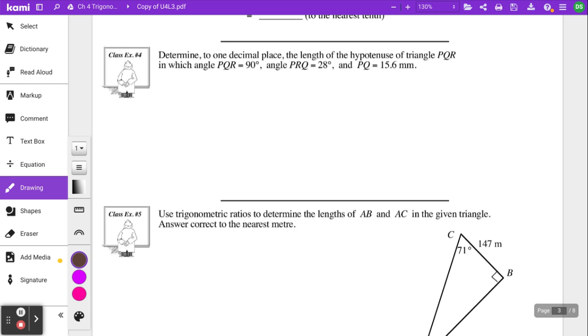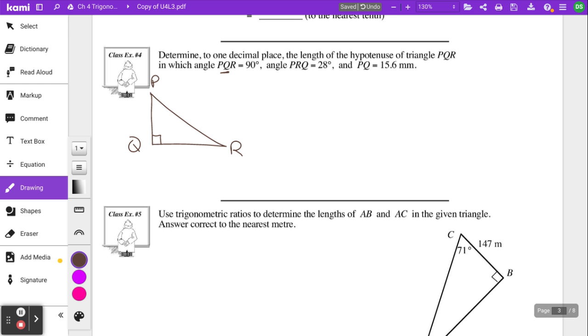Here we go. Determine to one decimal place the length of the hypotenuse of triangle PQR. Okay, draw a triangle PQR. Make it a right triangle, because that's all we are talking about right now. In which angle PQR is 90. What label does this 90 have? It's always the middle letter. So it's Q. Let's put P up here and R down here. Those two don't matter, but the 90 degrees does.